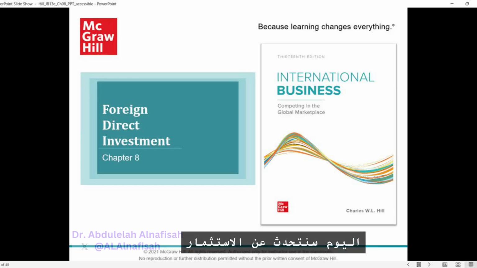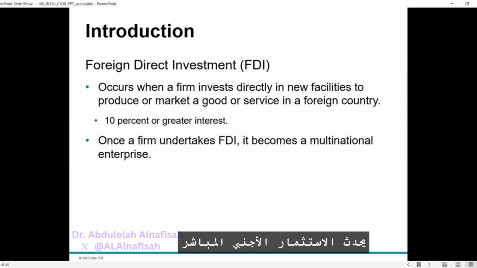Today we will talk about foreign direct investment. Foreign direct investment, FDI, happens when a company directly invests in facilities to produce or market products in a foreign country. The U.S. Department of Commerce defines FDI as a U.S. citizen, organization, or group taking a 10% or higher interest in a foreign business.